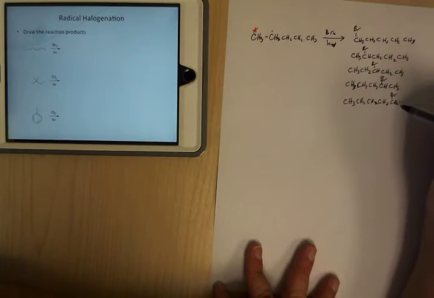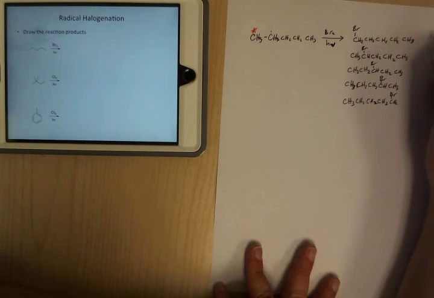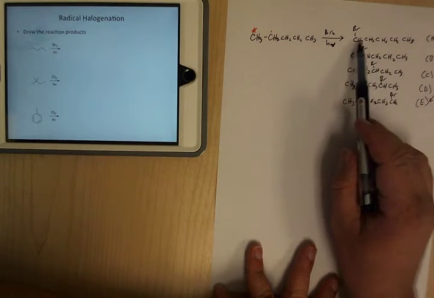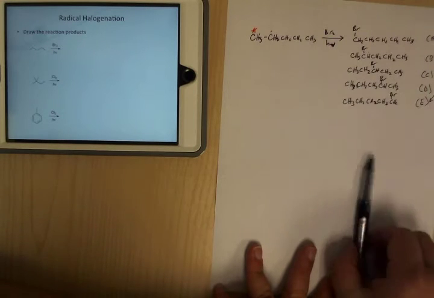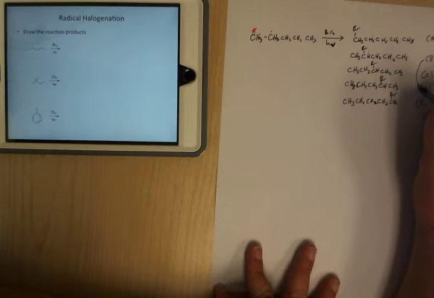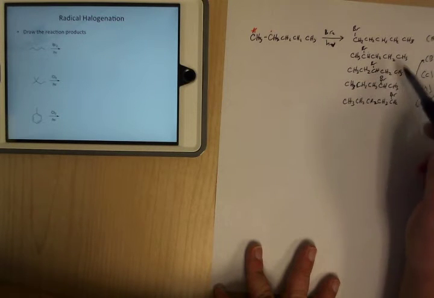So it'll make all of these compounds, right? All of these, you see bromine, bromine, bromine, bromine. But the problem is, if you notice, these two compounds are exactly the same. All you've got to do is take this bromine and flip it, and it becomes that one. Same thing with these two. These two compounds, B and D, are exactly the same.